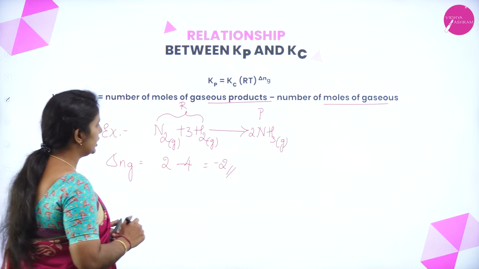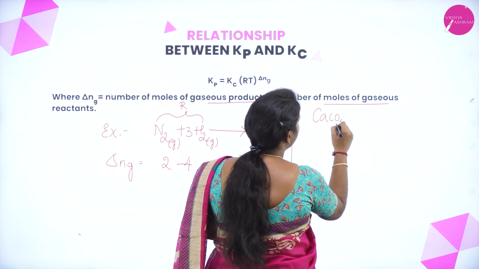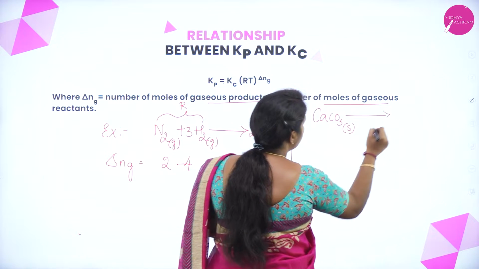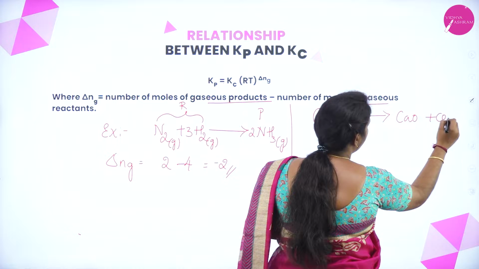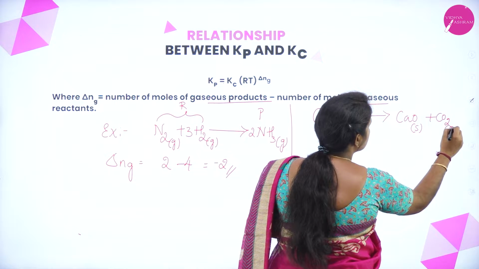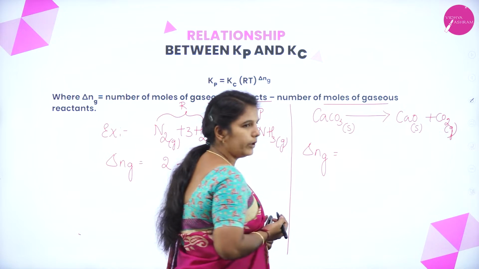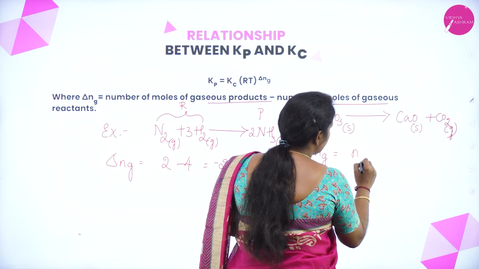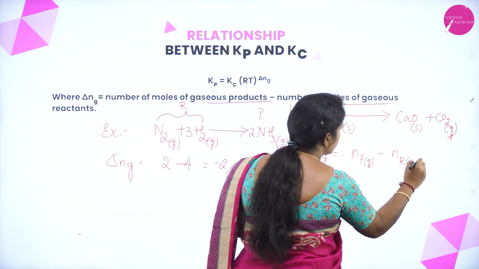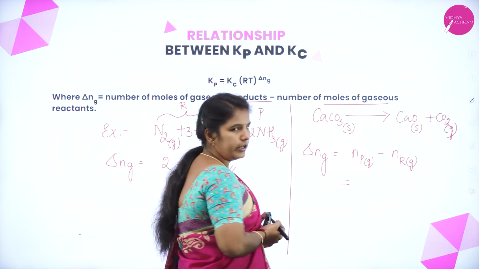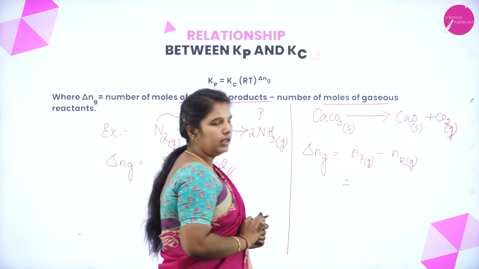I'll take up one more reaction so that you'll understand how to write it. That is calcium carbonate. It is a solid which decomposes to give calcium oxide plus carbon dioxide. So again this is a solid and this is a gas. Correct now? How to write the delta Ng value? Delta Ng will be obtained by the Ng of the product in the gaseous state minus Ng of the reactant in the gaseous state. Now if you see, how many products will be there? So there are 2 products which have been formed. In that only we have to consider the gaseous molecule.